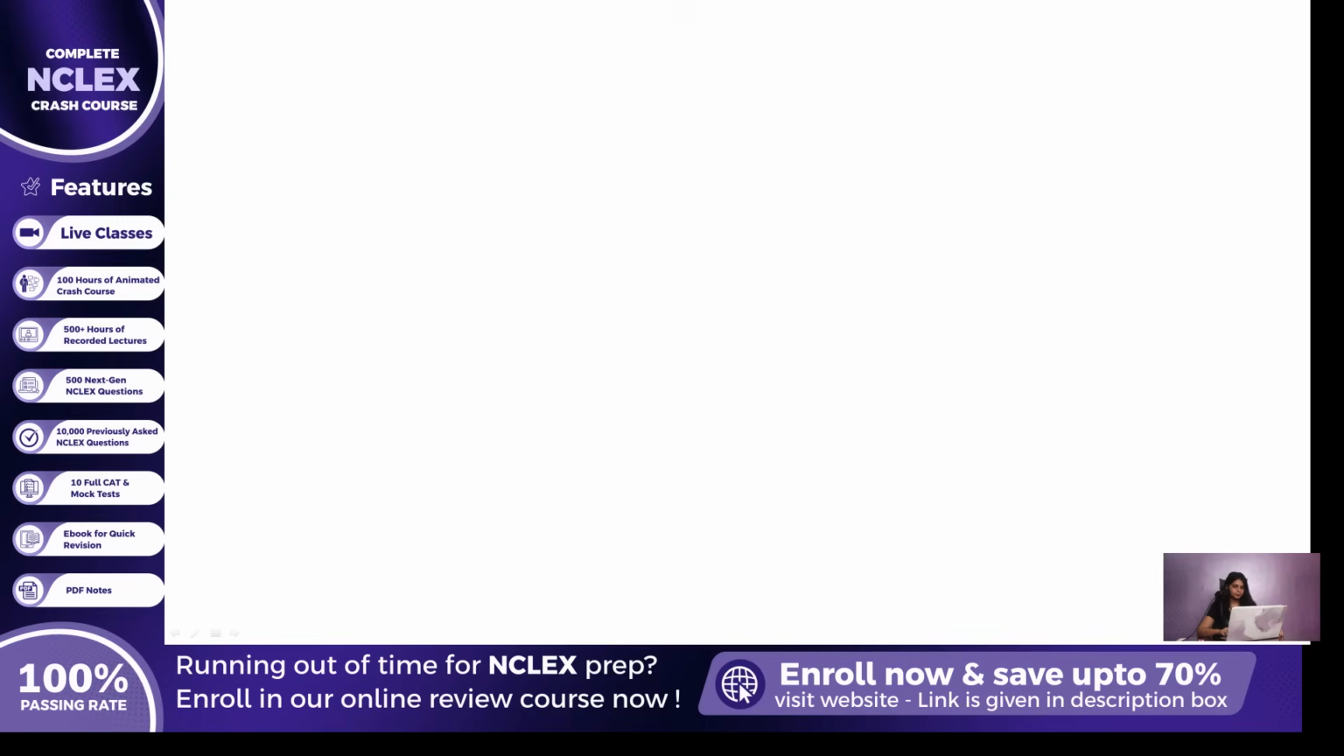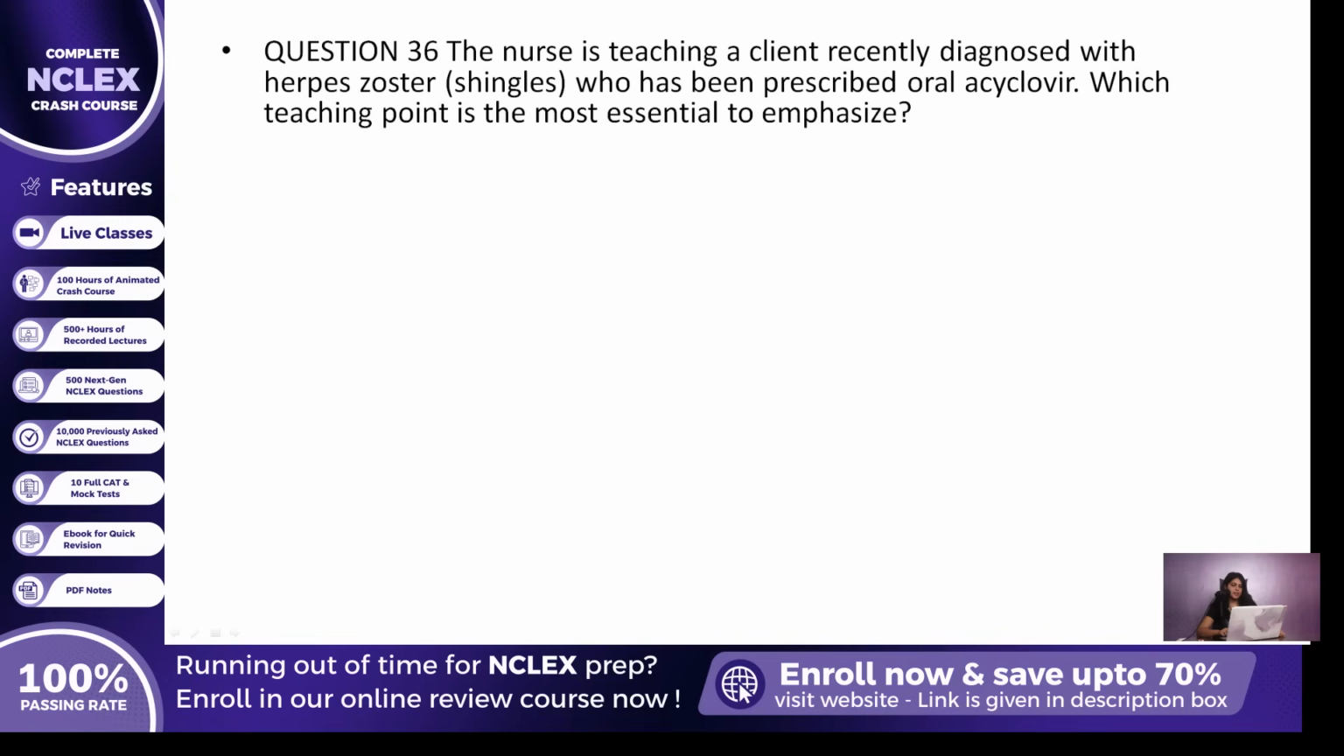Question 36. Let us move forward with another essential medication teaching scenario. A nurse is educating a client recently diagnosed with herpes zoster, or shingles, who has been prescribed oral acyclovir. Here are the options the nurse might consider.